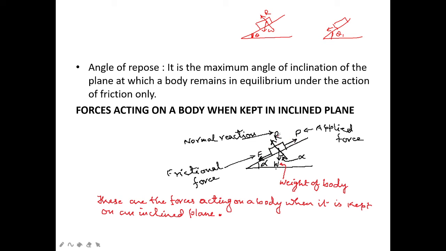So these are the forces which will act on a body when kept on an inclined plane. What are the forces? One is the applied force. Next is the normal reaction. Then the frictional force, the weight of the body. There will be no other force acting on a body which is kept on an inclined plane.